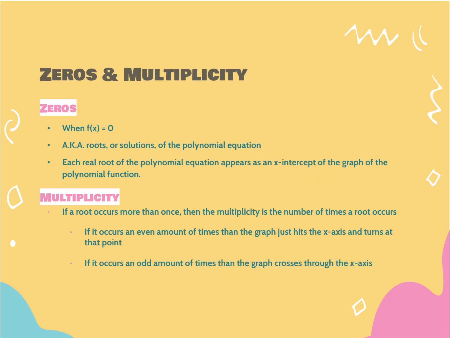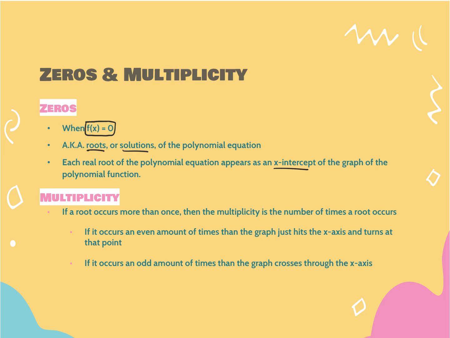Next slide, we're going to discuss zeros and multiplicity. You already know the concept of zeros, right? We've done it a bunch of times already, right? So we just set our function equal to 0. Another word for zeros are roots or solutions. And they also appear as x-intercepts, right? So really I could give you any of those and it would mean the same thing, all right?